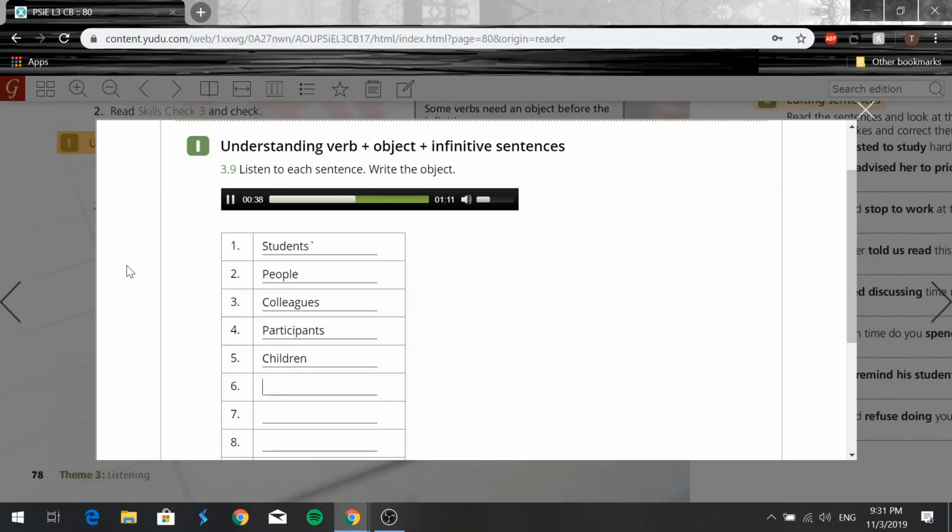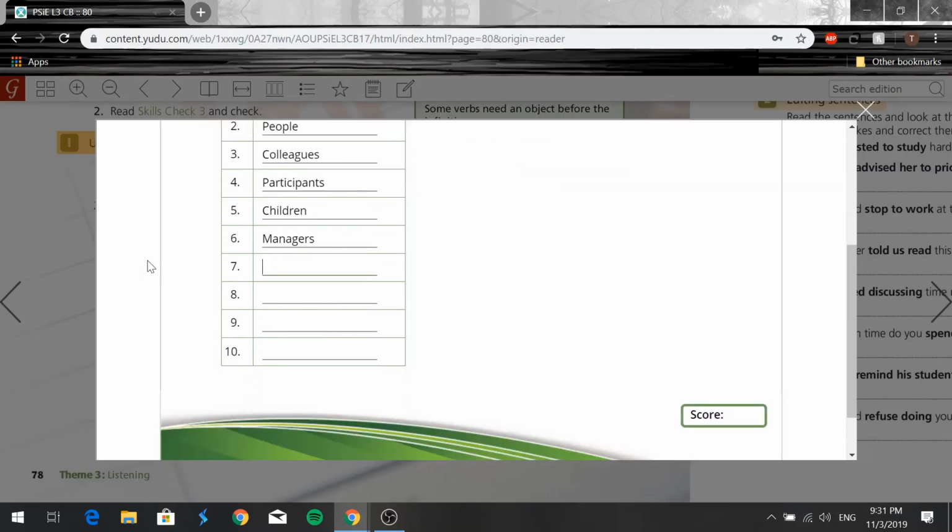6. Industrial psychologists help managers to understand the needs of workers. 7. The tutor reminded us to read the reference material. 8. The police forced the man to come out of the building. 9. His wife persuaded him to carry on. 10. My best teacher at school encouraged everyone to do their best.